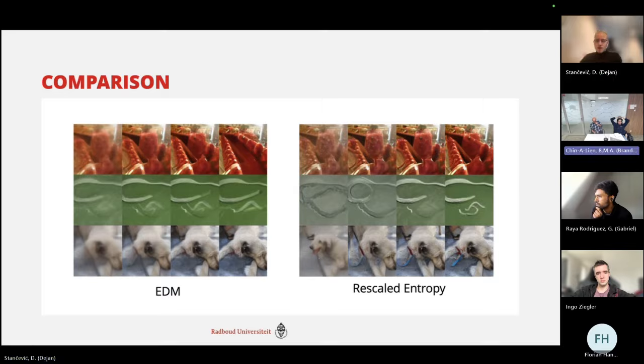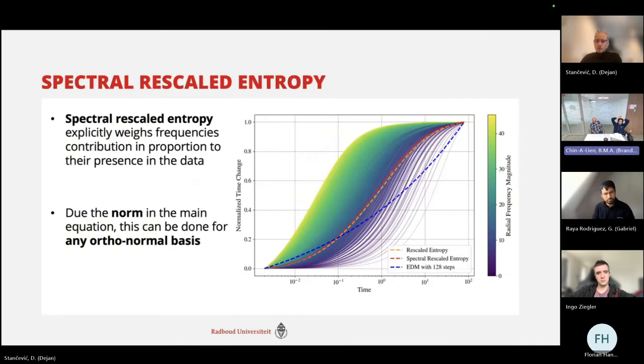I had a question about the differences between the curve in EDM and rescale entropy. Closer to time equals 0, the curve for EDM is higher than for rescaled. So how should you interpret that then? Does that mean it's giving more focus to lower frequencies or less focus?